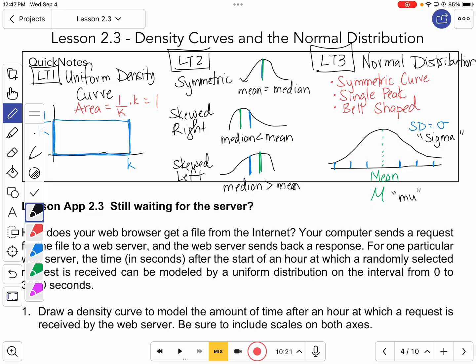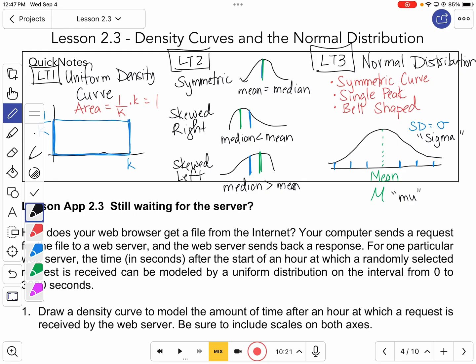So what we'll be asked to do tonight is talk about from Learning Target 1, how to get that area. From Learning Target 2, where the mean or the median is in the curve, and then finally how to set up that normal distribution so that it's symmetric.